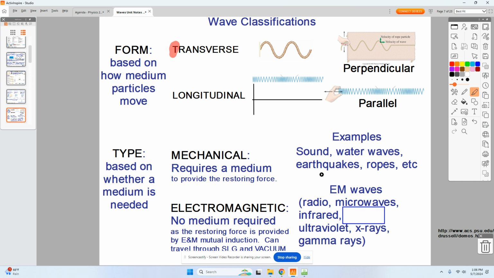Light waves do not need a medium. The one that's missing up here is the visible spectrum. So visible, you might recognize that as Roy G. Biv, a very small portion of the electromagnetic spectrum.